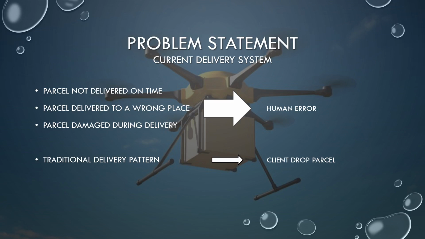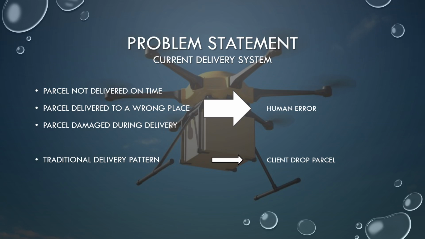What inspired us to work on this project is the current delivery system. The current delivery system in Malaysia mostly relies on human power. Therefore, it might cause the parcel to not be delivered on time, to be delivered to a wrong place, or even to be damaged during the delivery process. In the traditional delivery pattern, clients are required to drop off their parcel to be delivered, which can be counted as unnecessary.